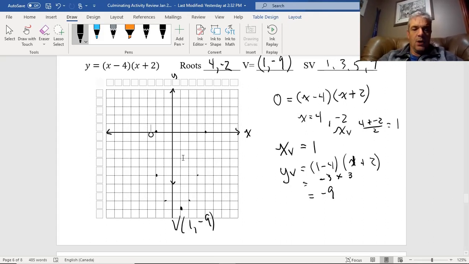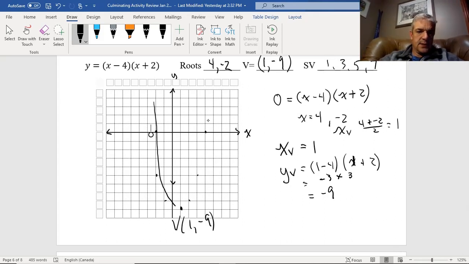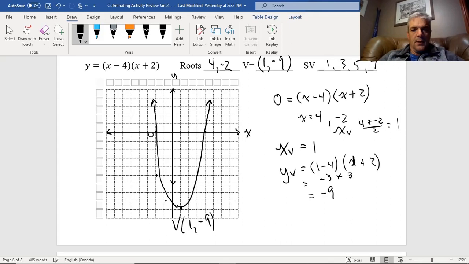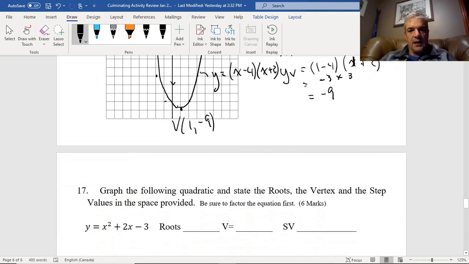Okay, now I've got the roots in place. I can just simply go like this and try not to make it look like a V, and there's my parabola, and label it y equals x minus 4 times x plus 2, and I'm all done. Okay, so a little tougher, a little trickier, an extra step in figuring out where your vertex is, but it's not beyond your abilities. We definitely did some of those in class.